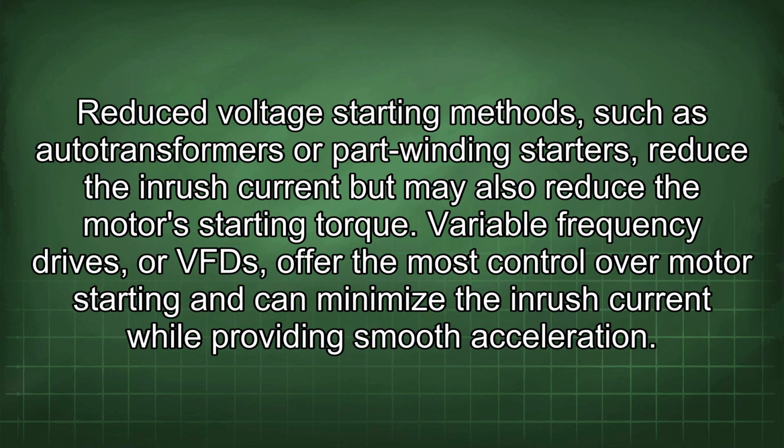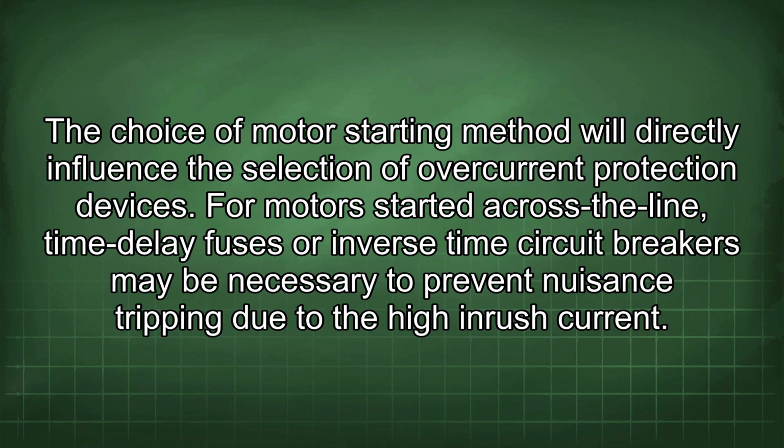Reduced voltage starting methods, such as auto-transformers or part-winding starters, reduce the inrush current but may also reduce the motor's starting torque. Variable frequency drives, or VFDs, offer the most control over motor starting and can minimize the inrush current while providing smooth acceleration. The choice of motor starting method will directly influence the selection of overcurrent protection devices.